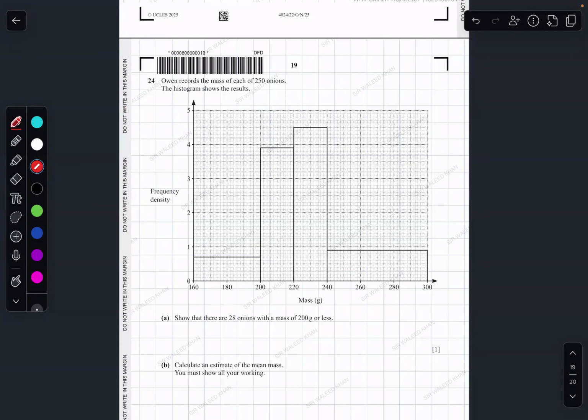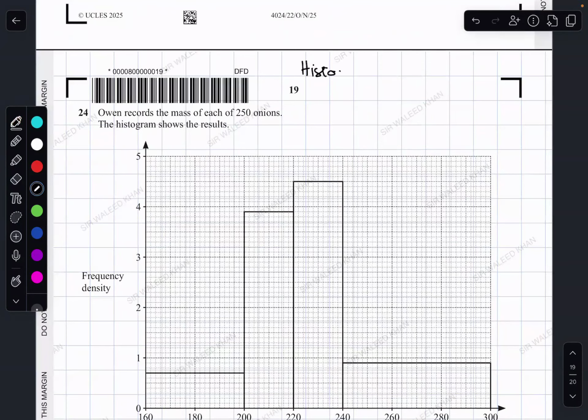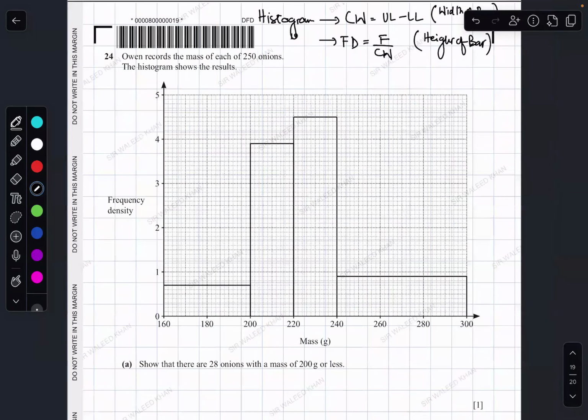For this, we have to understand that whenever we are given a histogram, two things are related to it: one is class width and the other is frequency density. Class width is upper limit minus lower limit, and frequency density is frequency over class width. Now, in terms of the graph, the class width is the width of the bar, and the frequency density is the height of the bar.